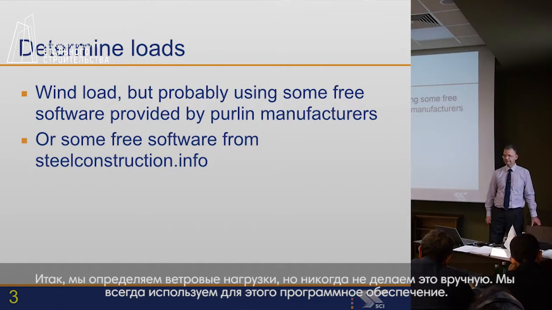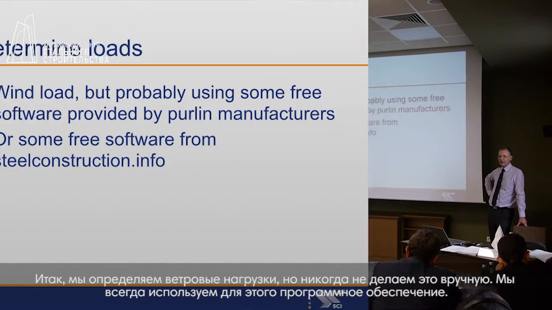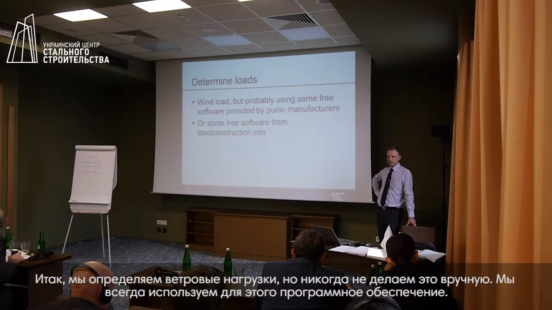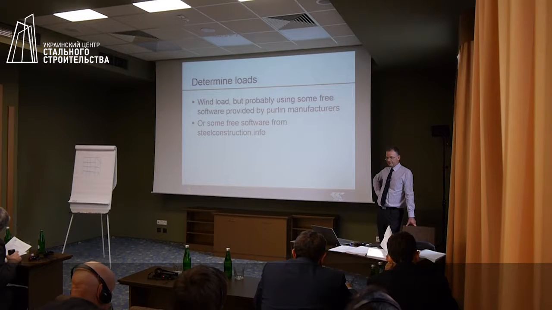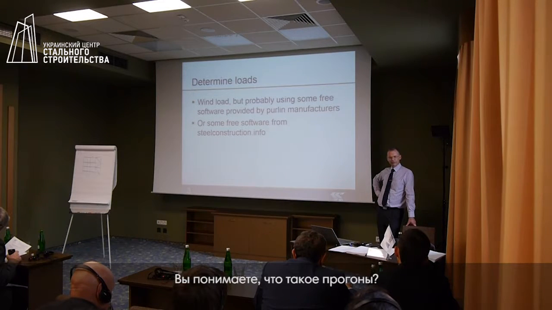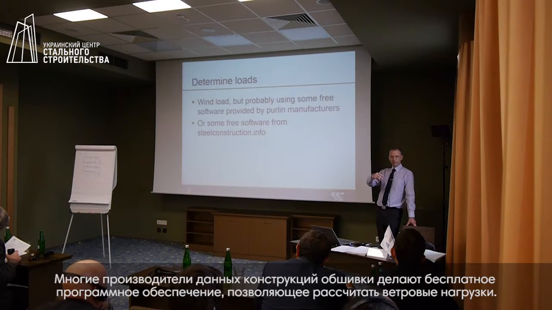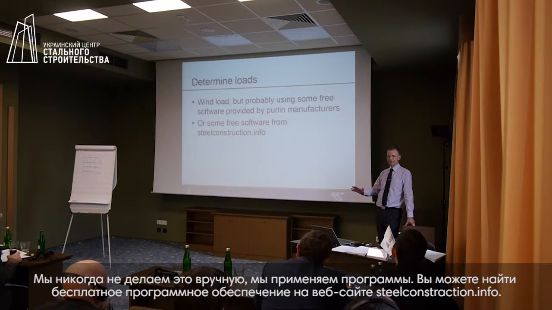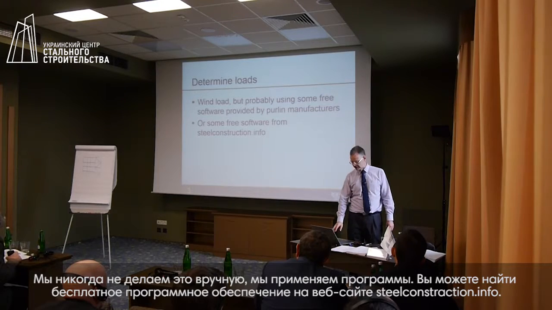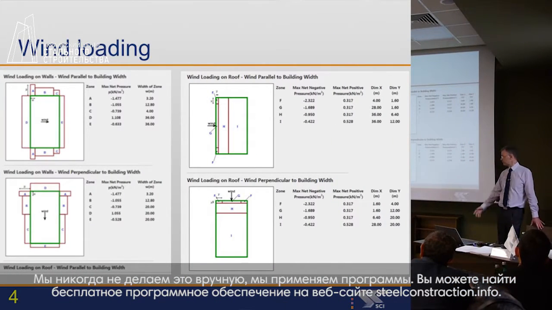I would work out the wind load, but not by hand, never by hand. I would be using software that, do you understand the term purlin? So light gauge steel, 1mm thick, that supports the cladding. In the UK we call those purlins. In America I think they call them girts. But many manufacturers make software available, and the software will calculate the wind load. So I would never do that by hand. I would use somebody's software. Or you can find some free software available on steelconstruction.info.